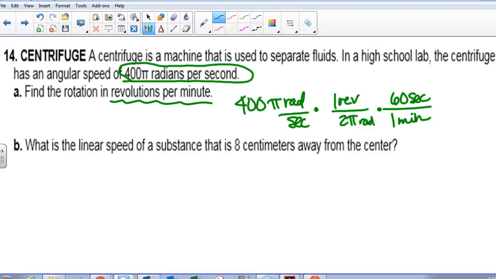Okay. If you type that in, what do you have to be very, very careful of? You need parentheses around your 2 pi. I personally would just cancel, right? 2 pi goes into 400 pi 200 times. So 200 times 60 is 12,000 RPM.